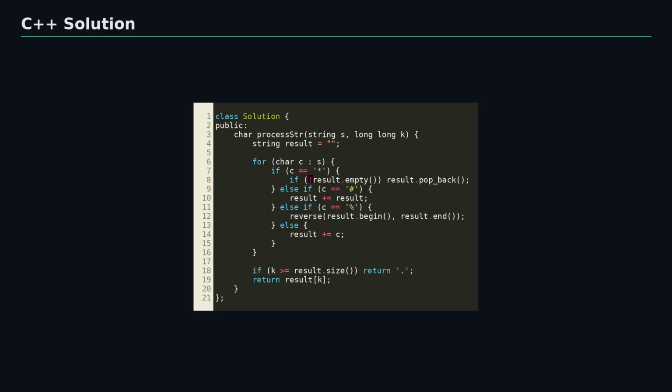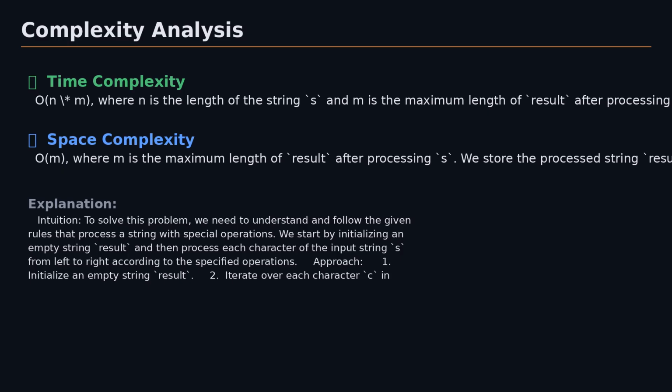If the character is asterisk, we remove the last character from the result string if it's not empty. If the character is hash, we duplicate the current result string and append it to itself. If the character is %, we reverse the current result string. If the character is a regular letter, we simply append it to the result string. Finally, we check if the index is within the bounds of the result string. And if it is, we return the character at that index. If the index is out of bounds, we return a dot.